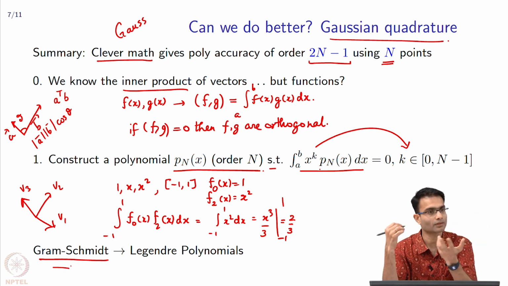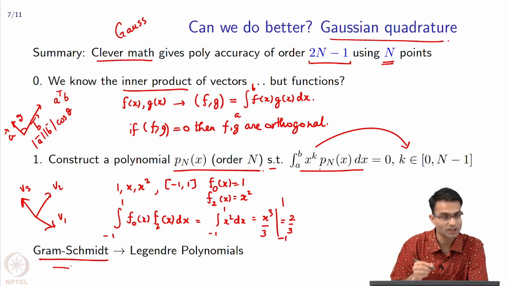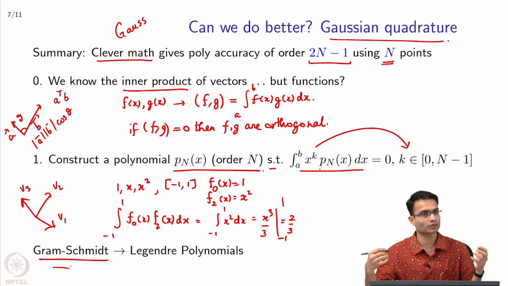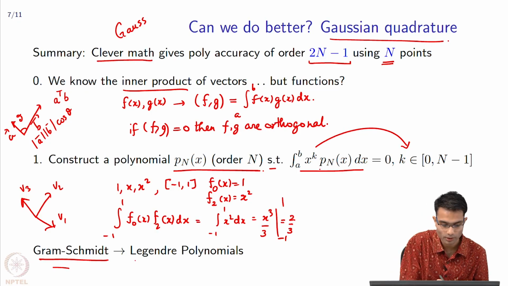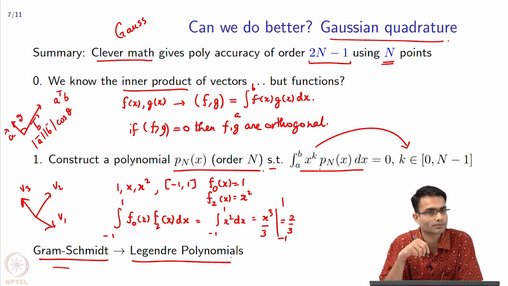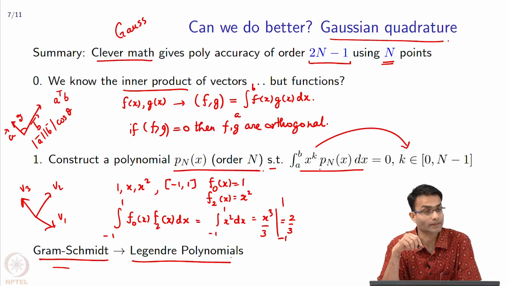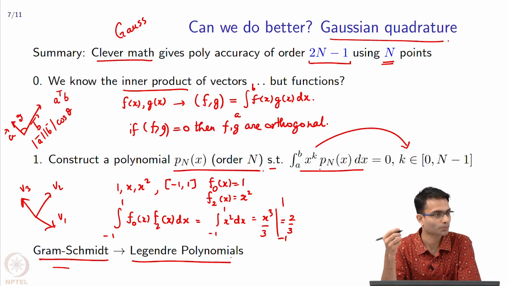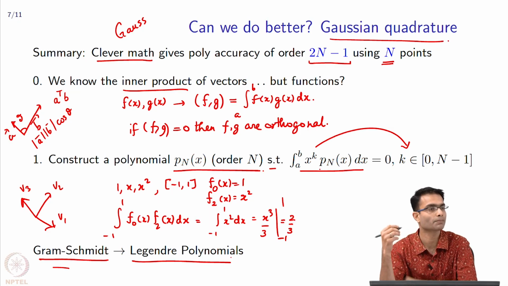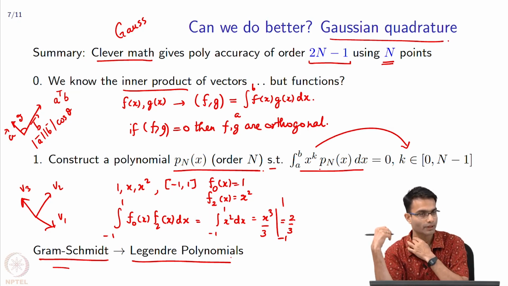This has of course been done, and there is a very nice name for these polynomials. These polynomials that you get after orthogonalization are called Legendre polynomials. There is an entire family of orthogonal polynomials with different names and different properties, but the idea is the same, orthogonality between functions.